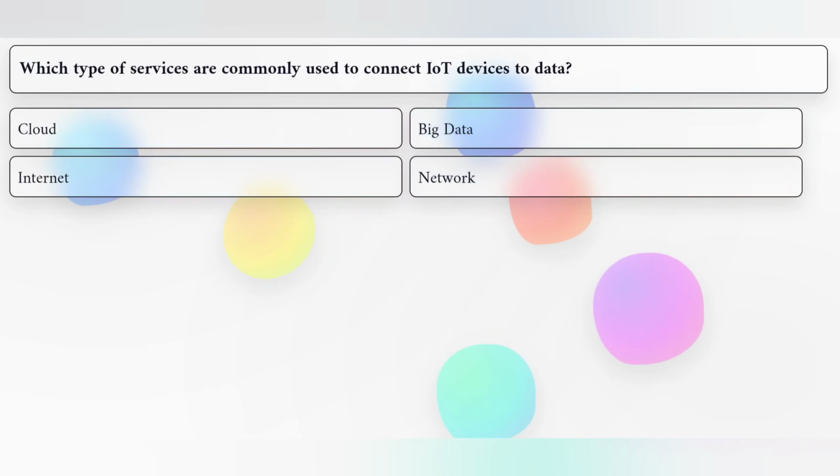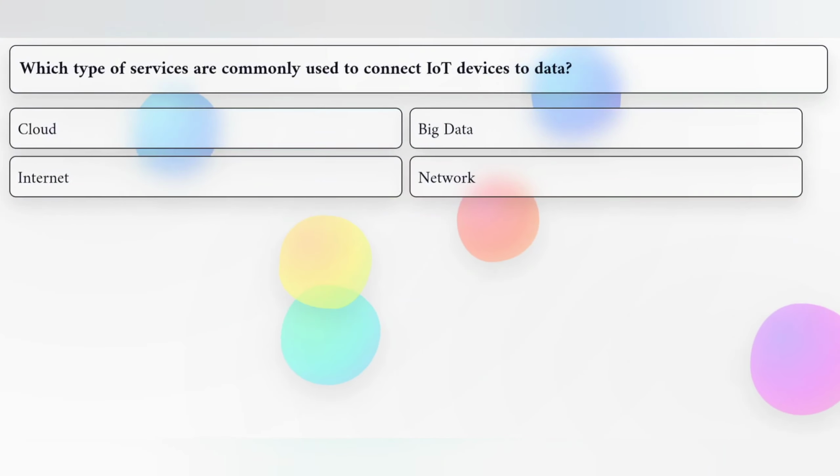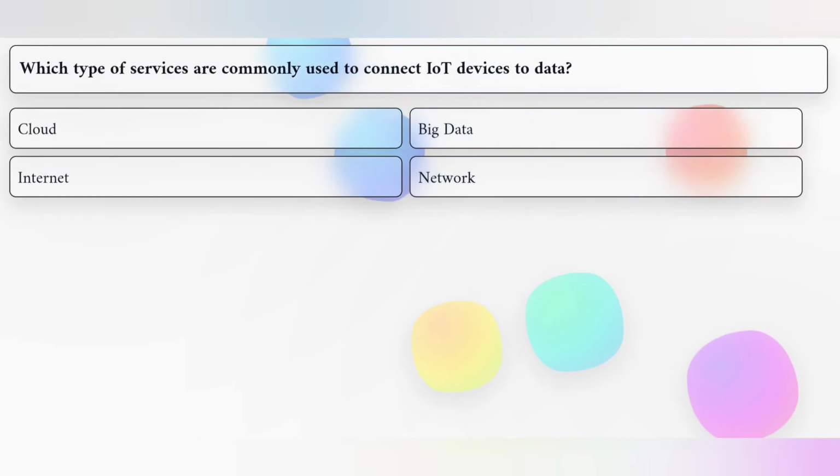Which type of services are commonly used to connect IoT devices to data? Cloud, big data, internet, network.